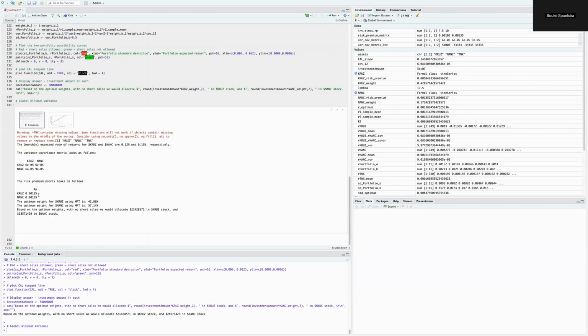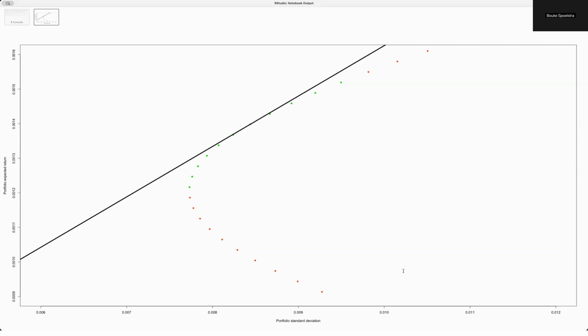It's not great. The weights we can see for Cruise 42.8%, Nance 57.1%. So we'd allocate around 21 million to Cruise and 28.5 million to Nance. Okay, so this is just a full screen view of the graph that we just made.